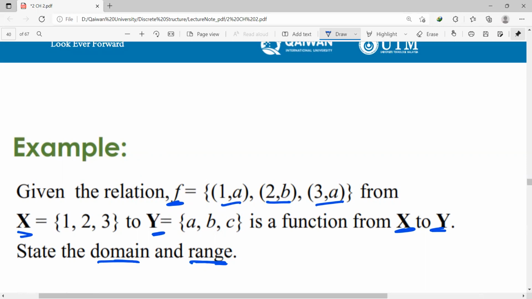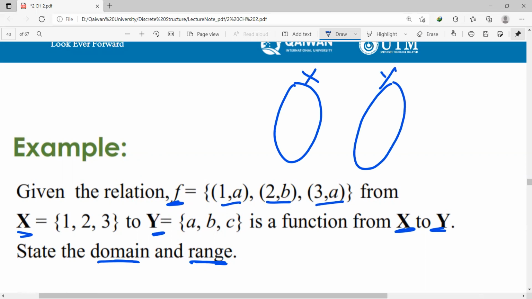Okay, let's first write down the function here. This is X and this is Y. What's the set X? Set X is 1, 2, and 3. How about Y? A, B, and C. Let's draw the arrows. From 1 to A, that means you have this arrow.